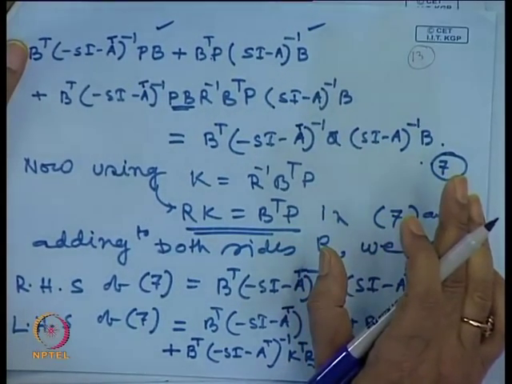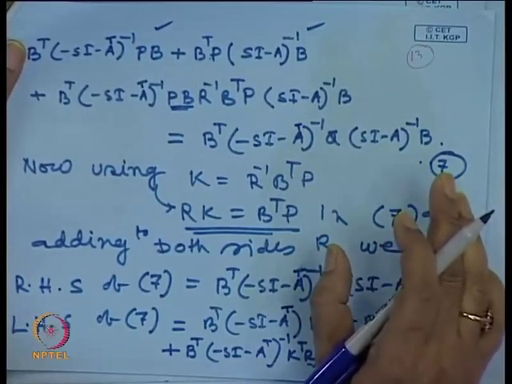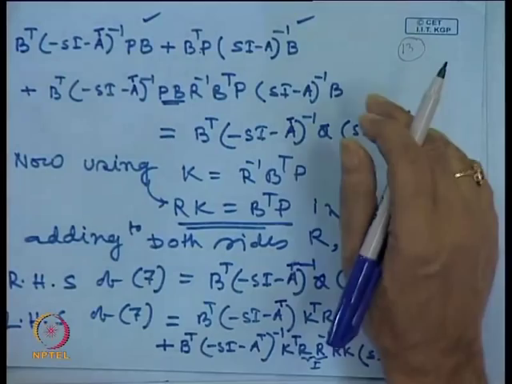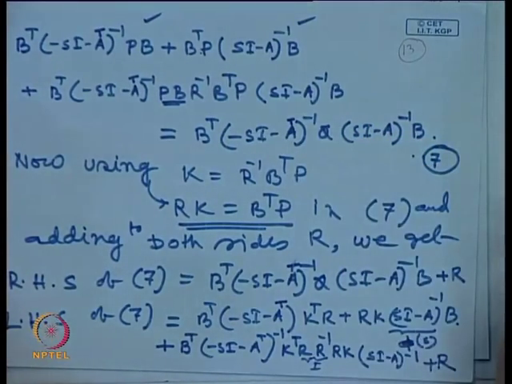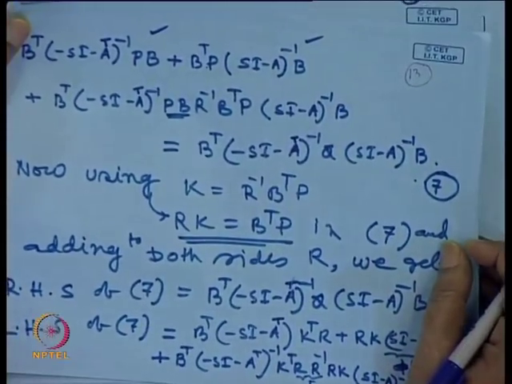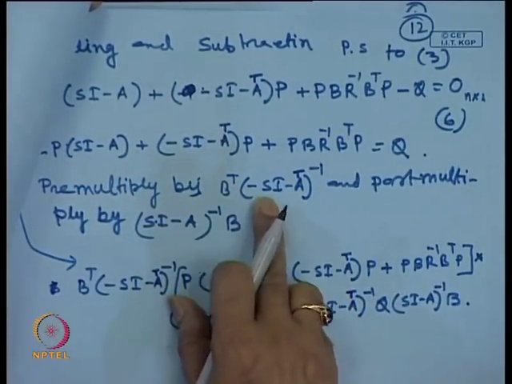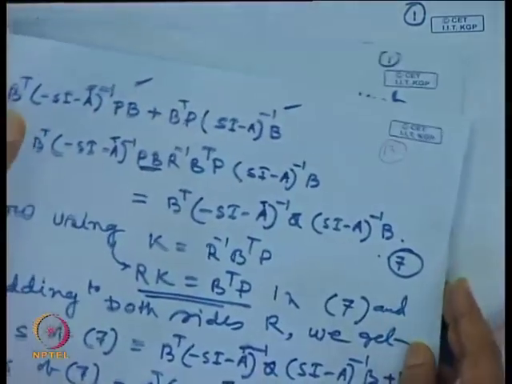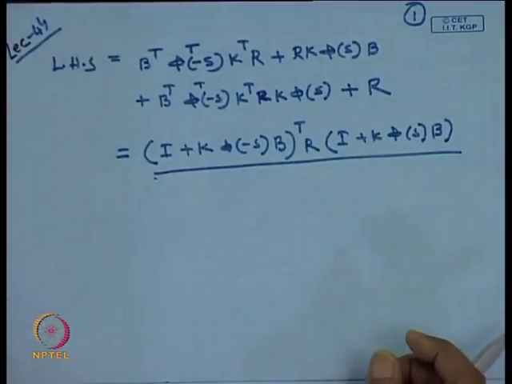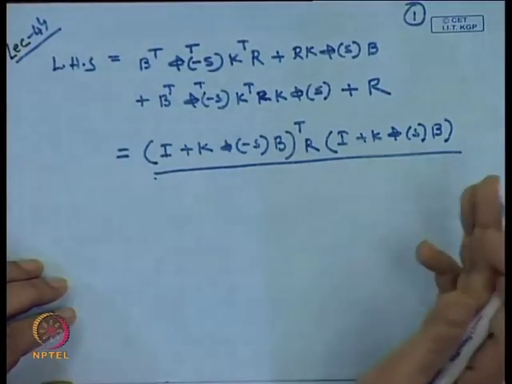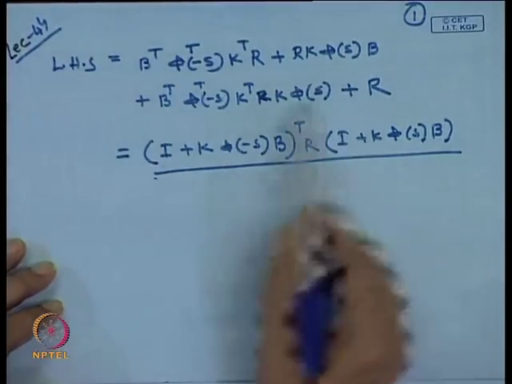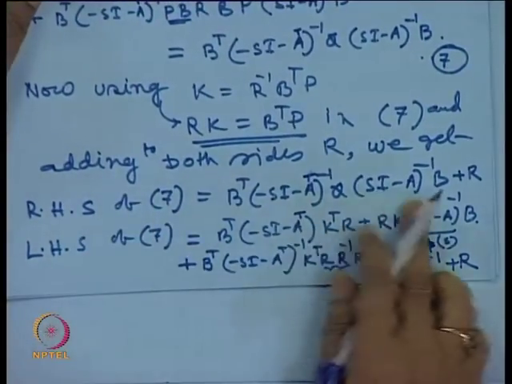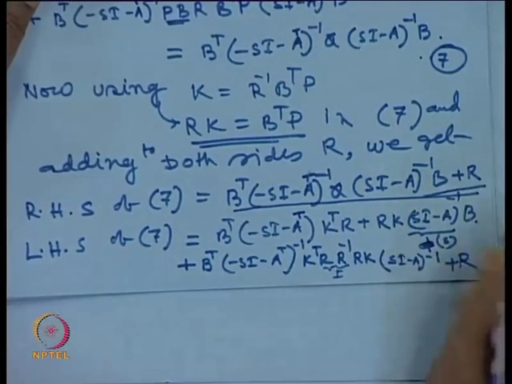If I tell you briefly, we have started from the algebraic Riccati equation, then on both sides I added a P S term and subtracted the P S term. Then after that, on both sides I multiplied by this expression, pre-multiplied by B transpose minus S I minus A transpose inverse and post-multiplied by this. After pre-multiplying and post-multiplying, plus R is added on the left hand side and right hand side. Then ultimately we got the left hand side equation is this one and the right hand side is that one, agree?